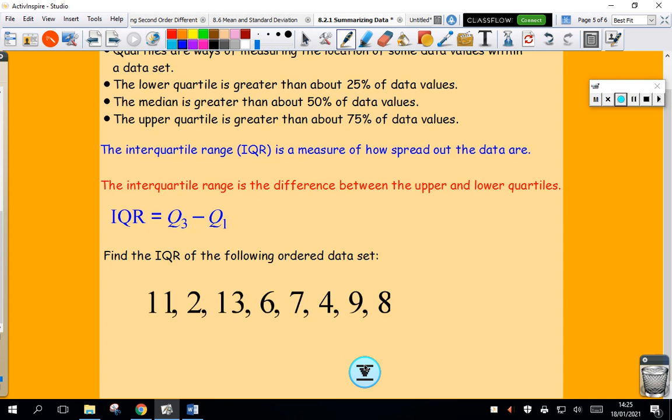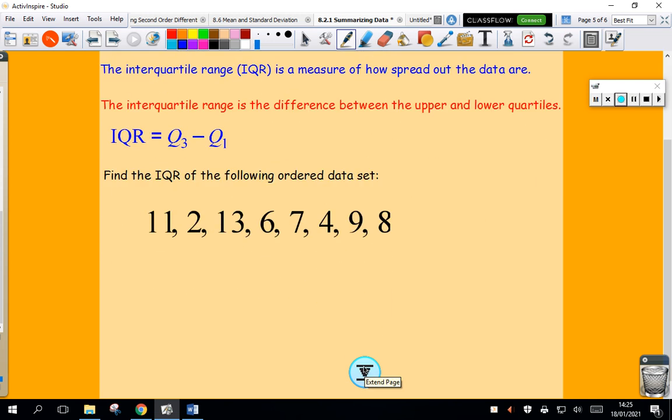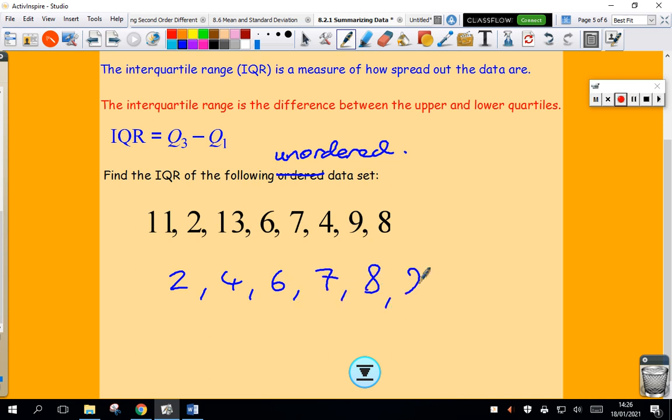Okay, let me go through one more example. Find the interquartile range of the following ordered data set. Again, that is not ordered. Unordered data set. Step 1, put it in order. 2, 4, 6, 7, 8, 9, 11, and 13. There are 1, 2, 3, 4, 5, 6, 7, 8 data points in that data set.